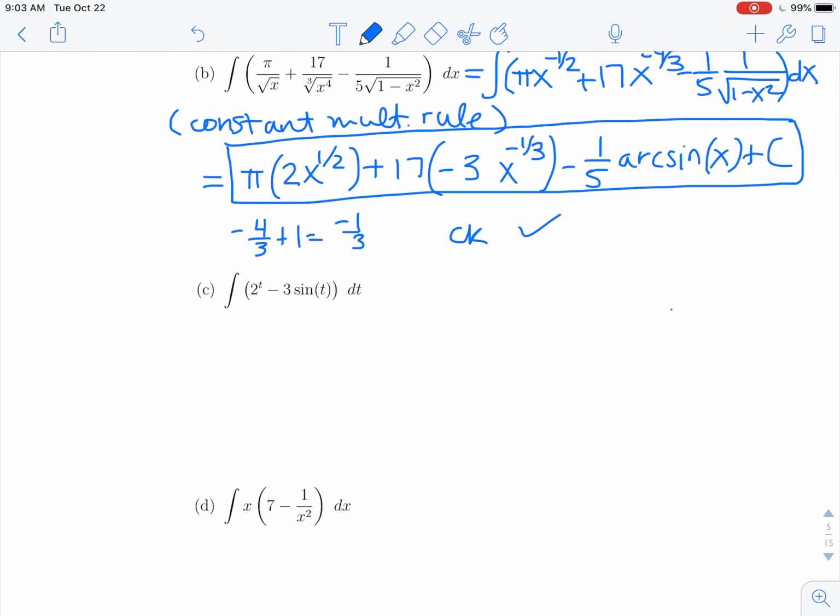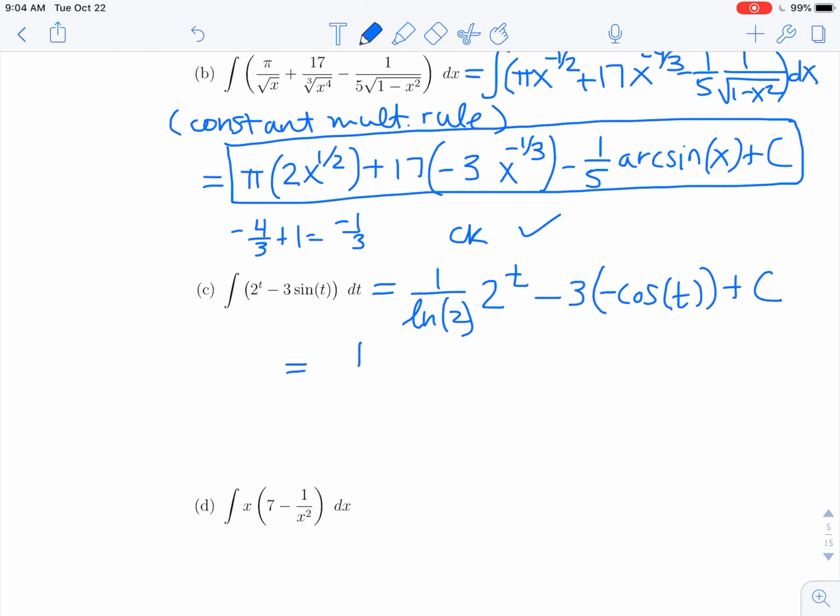All right, so same idea, but on part C. So when we do the indefinite integral of 2 to the t, it's 1 over natural log of 2 times 2 to the t. Did you notice our variable changed? Make sure that you wrote 2 to the t and not 2 to the x. Minus, and then 3, when I do the indefinite integral of sine of t, I get negative cosine of t. And then don't forget your plus c on the end.